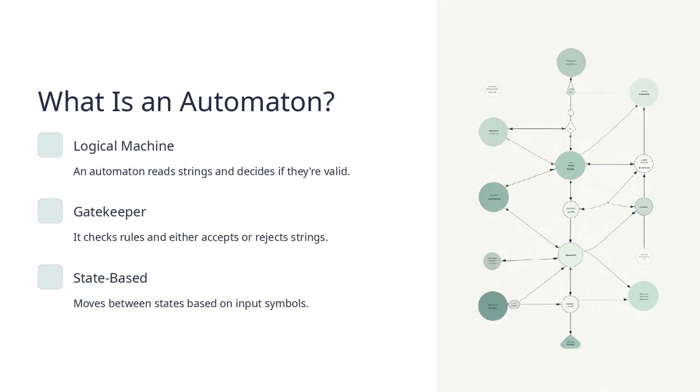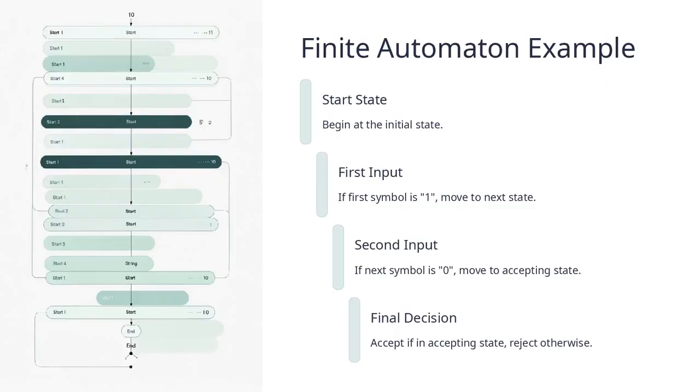Let's take a quick example. Suppose our rule is only accept strings that start with 10. Now we want to check 100, yes, 10, yes, 11, no, 0, no, 1, no, 0, no. We can draw a simple finite automaton, a kind of diagram, with states and arrows.